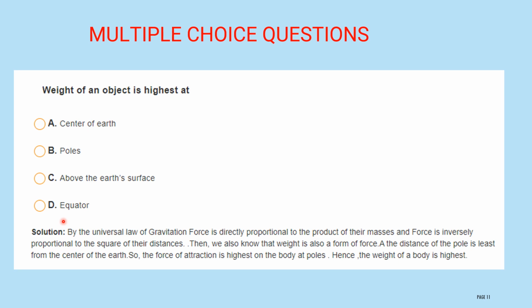At the poles, the distance from the center of the Earth is minimum. As the distance decreases, the gravitational force increases because force is inversely proportional to the distance. Therefore, the force of attraction is highest on a body at the poles, hence the weight of the body is highest. If an object experiences more gravitational force, it will have more weight. Therefore, the correct option is poles: the weight of a body is highest at the poles.